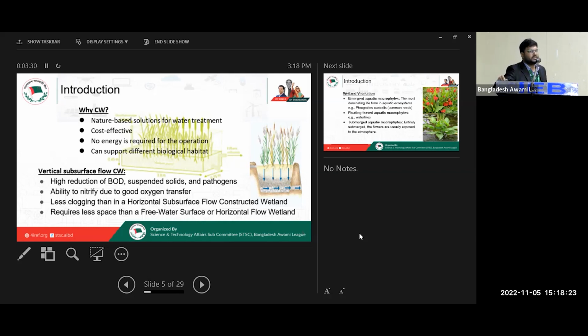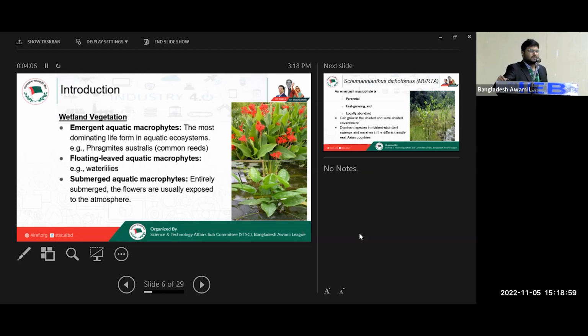I work specifically with the vertical subsurface flow wetland system, and that has enormous high reduction capability of biochemical oxygen demand, suspended solids, and pathogens. It has the ability to nitrify due to good oxygen transfer, less clogging than the horizontal subsurface flow, and it requires less space than a free water surface flow constructed wetland. And one of the most important things of a constructed wetland is wetland vegetation. Different types of wetland vegetation are emergent aquatic macrophytes, floating leaved aquatic macrophytes, and submerged aquatic macrophytes.